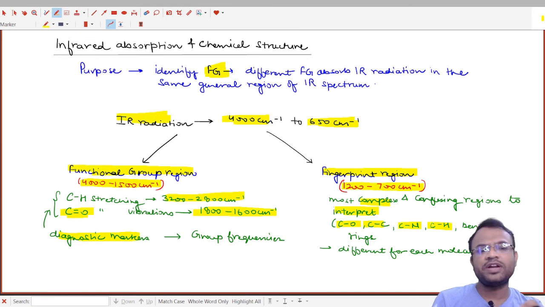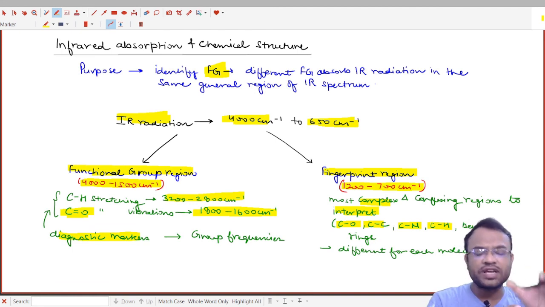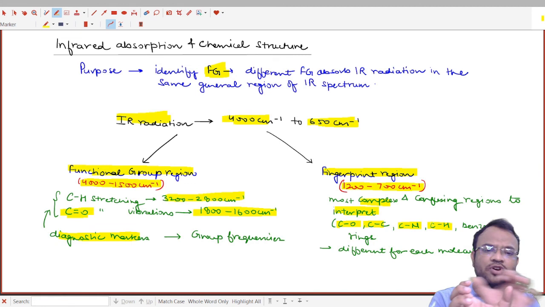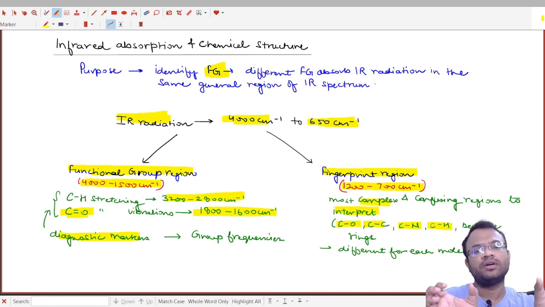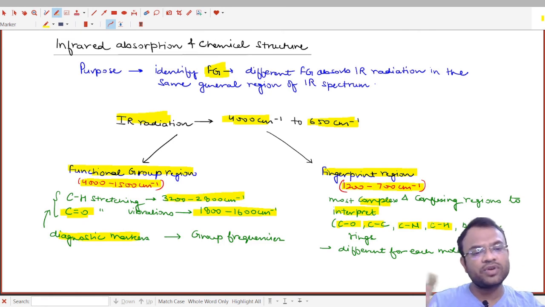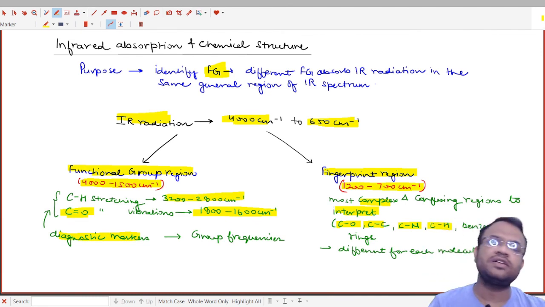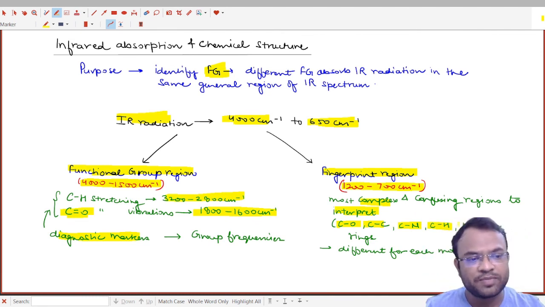So you can predict so easily using the fingerprint region which molecule it can be. However, it is very confusing and difficult to interpret, and it gives you information about each single bond. Therefore it is different for each molecule. You can compare two molecules also on the basis of the fingerprint region. So these two regions are present in the infrared radiation. Let me just show you quickly.